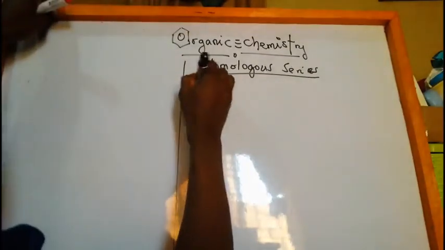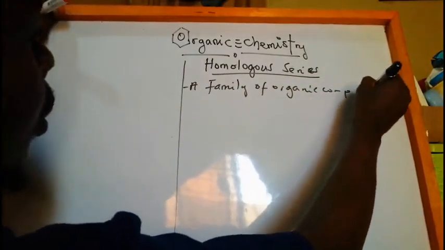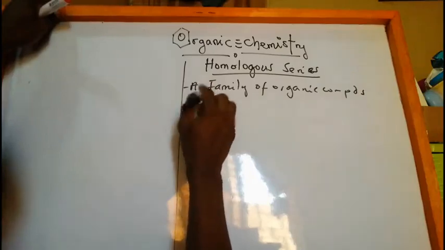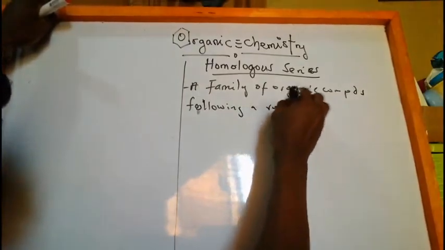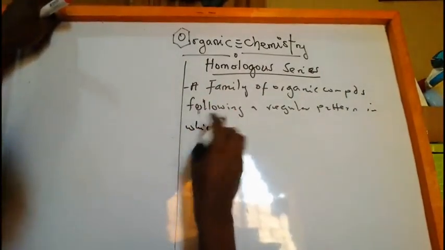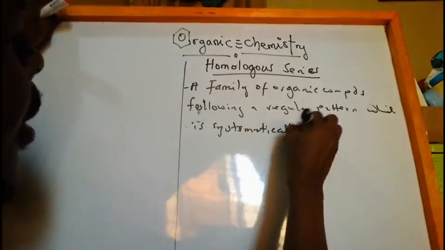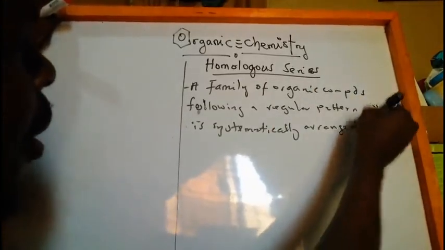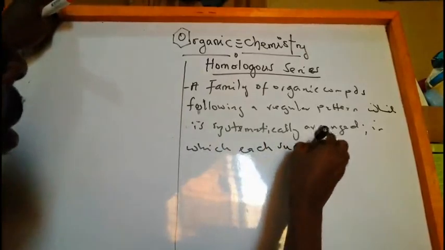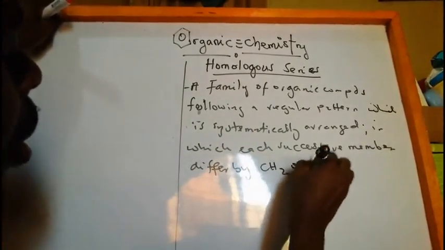Homologous series is simply a family of organic compounds following a regular pattern, which is systematically arranged, and in which each successive member differs by CH2 or 14 grams.